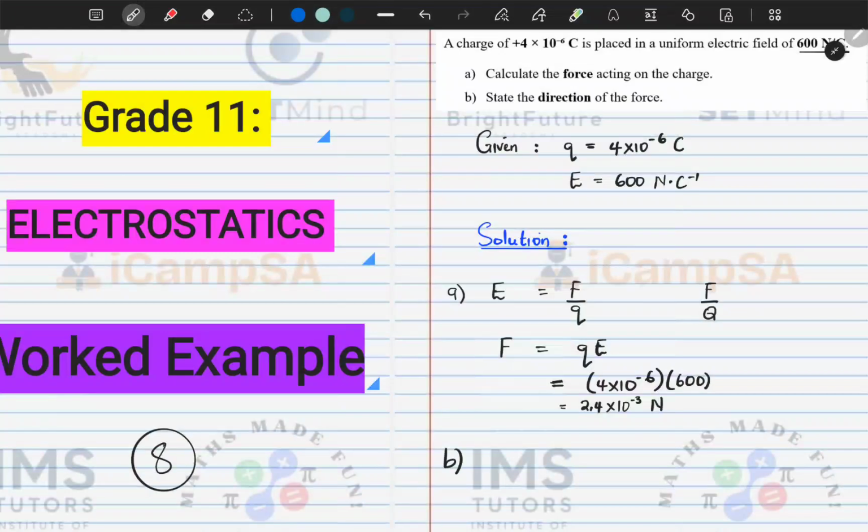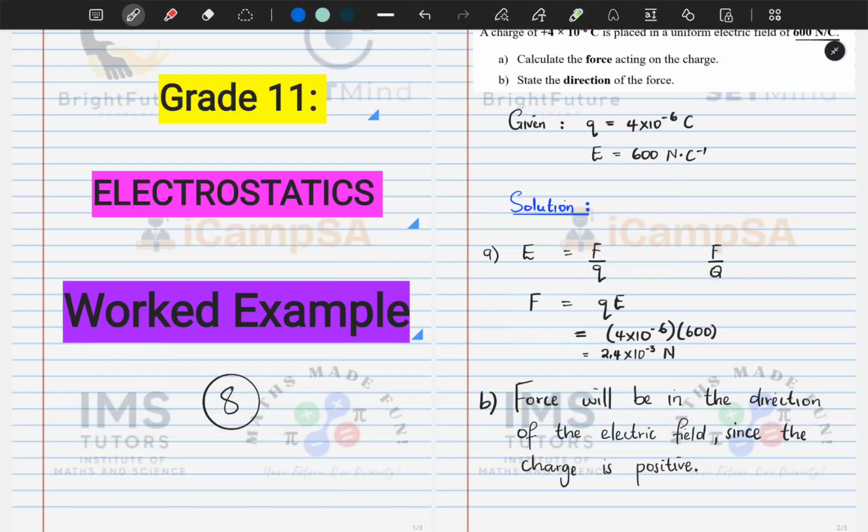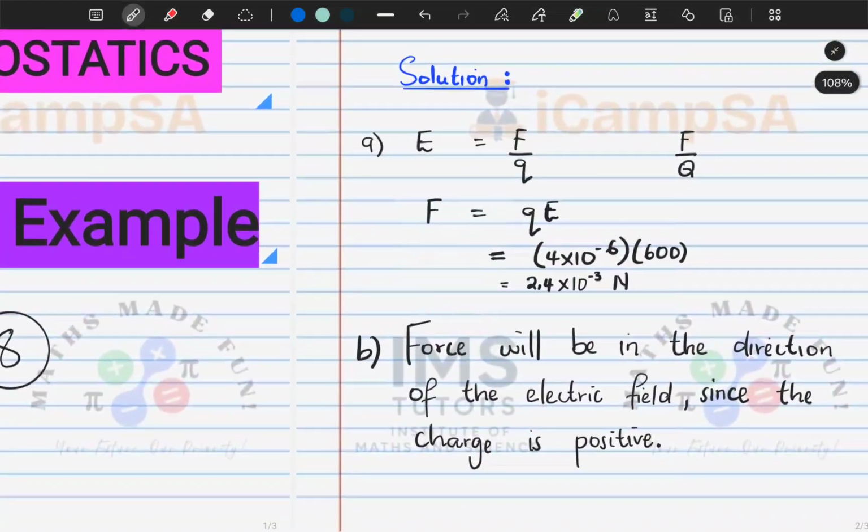However, we do know for a fact that since the charge is positive, we can confidently say that this force will be in the direction of the electric field. Why? Because the charge is positive. So we say the force will be in the same direction as the electric field since the charge is positive.